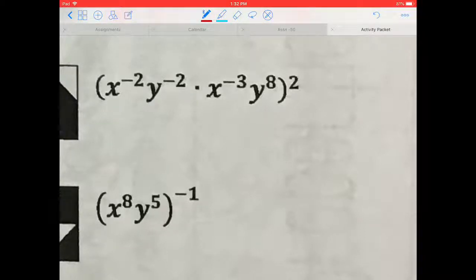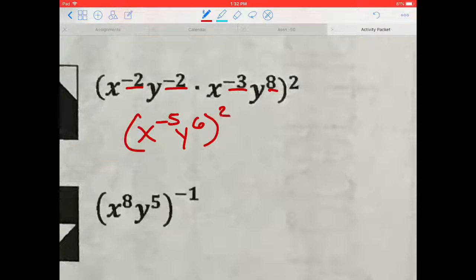For this one, negative 2 minus 3, this is x to the negative 5th power. And then y, negative 2 plus 8 is 6 squared. I know I have a negative exponent. I'll deal with that at the end. Let's do this power property. So this is going to be x to the negative 10th and y to the 12th.